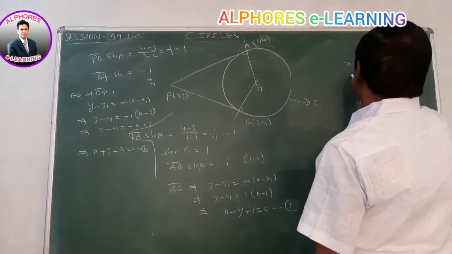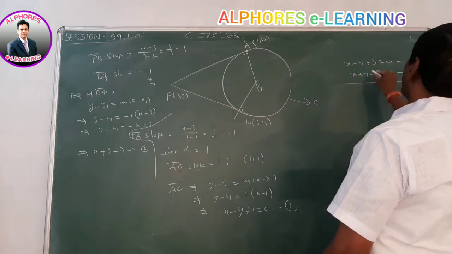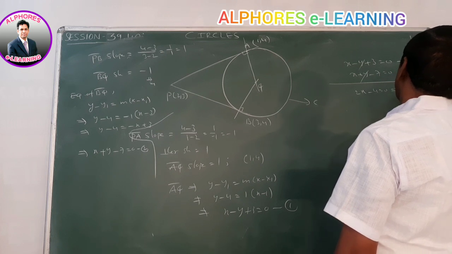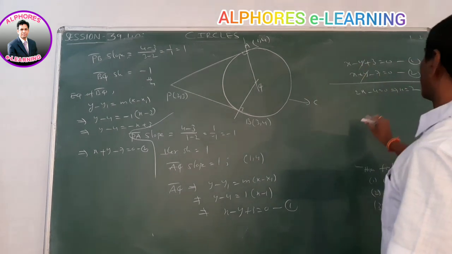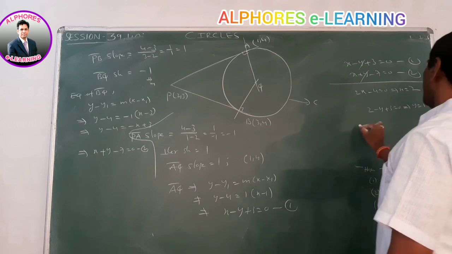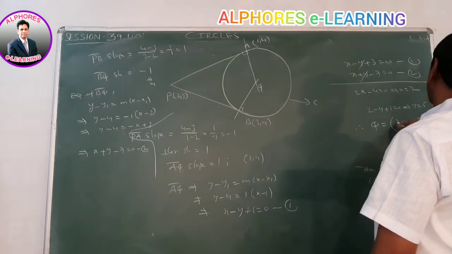Second equation is x plus y minus 7 is equal to 0. By solving these two, 2x minus 4 is equal to 0, so x is equal to 2. Substituting this value in equation 1, 2 minus y plus 3 is equal to 0, that implies y is equal to 5. Therefore, the center of the circle is Q, that is 2 comma 5.